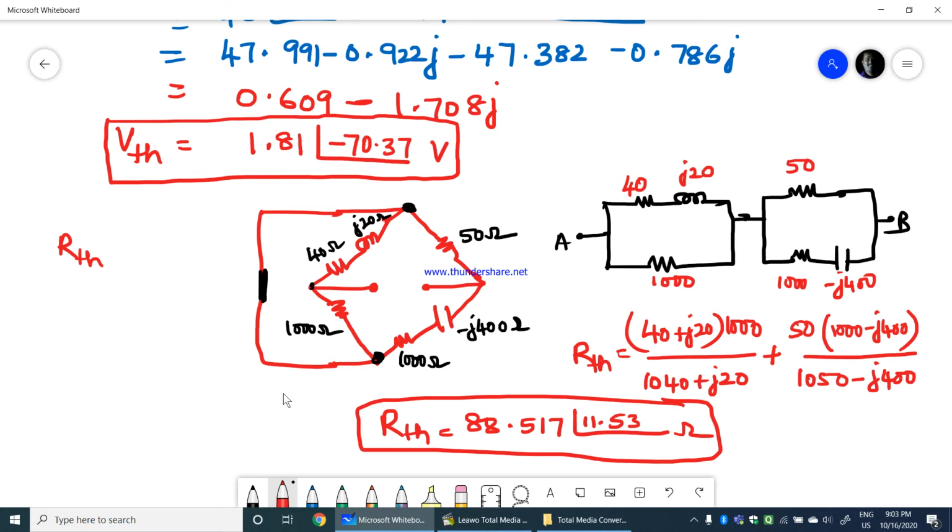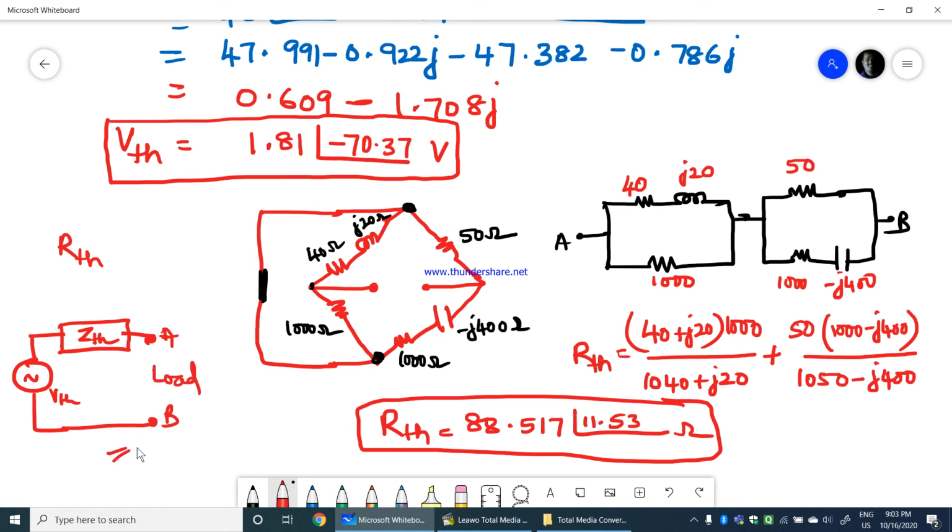So we got VTH, we got RTH, therefore the Thevenin's equivalent voltage source will be VTH and RTH. Not RTH, sorry, this is an impedance, so we'll write the symbol as square box for impedance, ZTH, and this is the load AB. That's it. This is the answer for the problem.